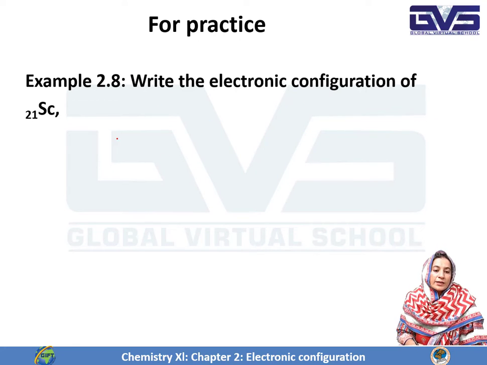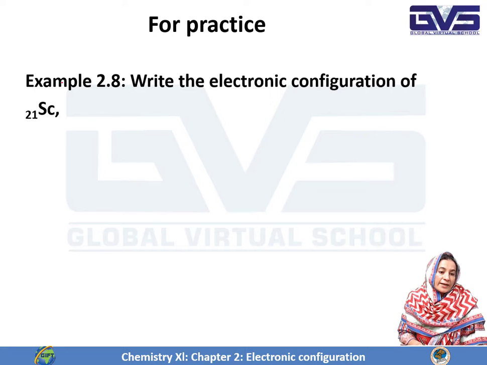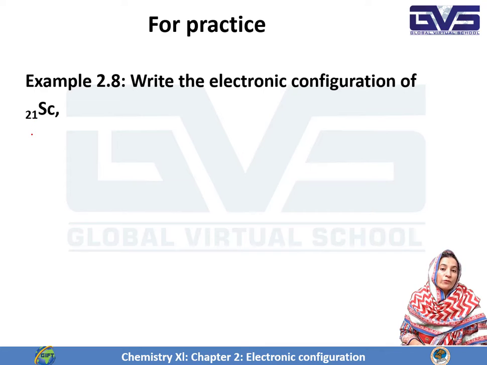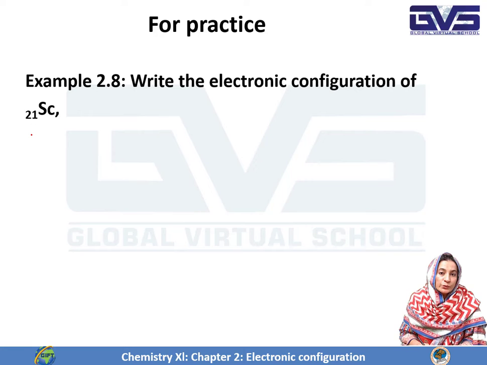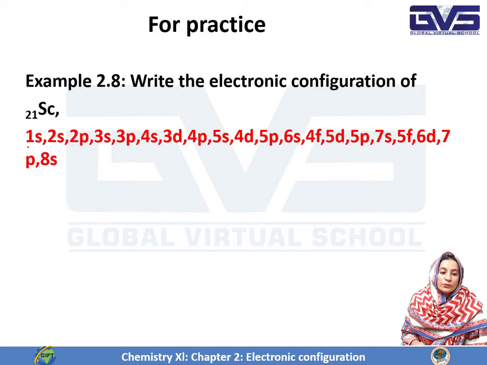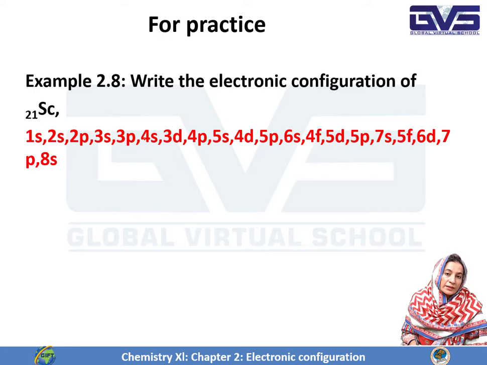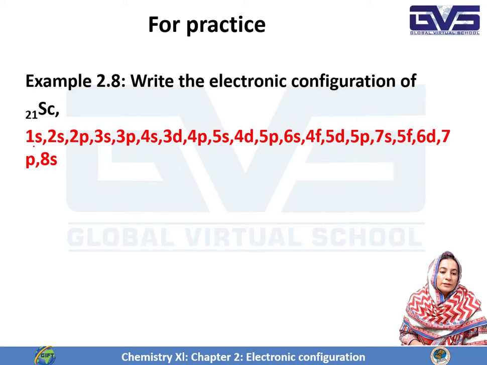Similarly, write the electronic configuration of scandium, that has atomic number 21. You have to follow the Aufbau principle. That is a complete sequence of increasing energy of the subshells, like this one. So first the sequence will be according to this, then you have to apply the Pauli exclusion principle, Hund's rule, and the Aufbau principle for filling this.